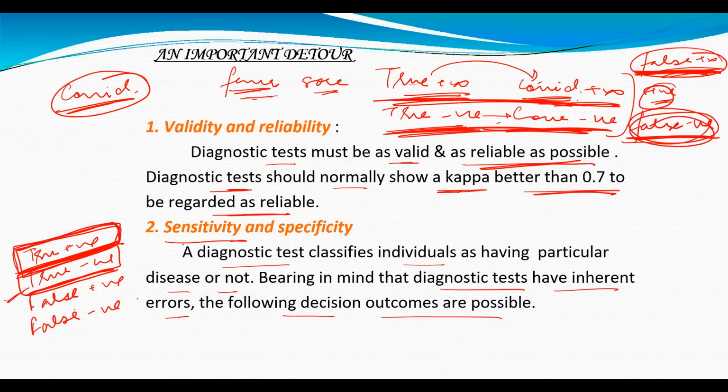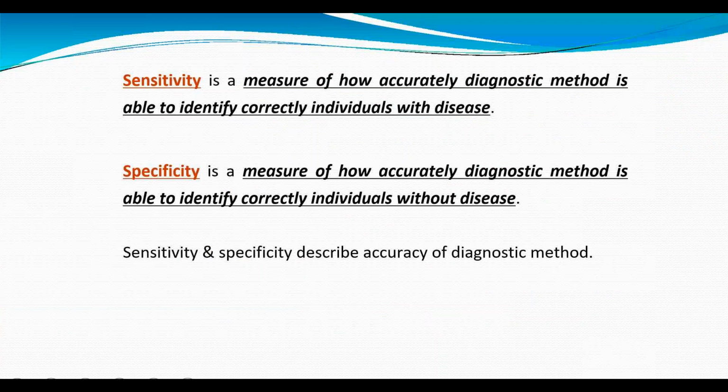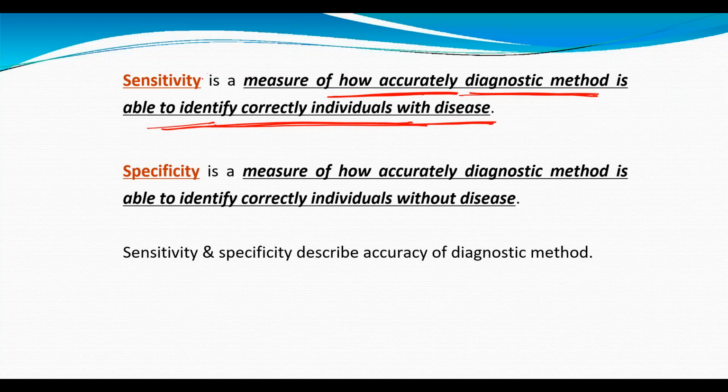Now coming on to sensitivity and specificity. Sensitivity is a measure of how accurately a diagnostic method is able to identify correctly individuals with the disease. So sensitivity is to determine a diagnostic test. How sensitive is a diagnostic test? It is determined by the measure of how accurately that method is able to identify individuals who have the disease.